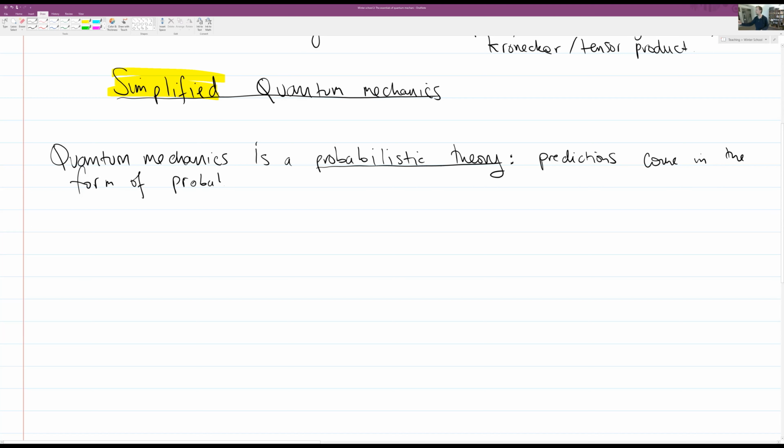And well, the minute you have probabilities, you need probability theory to reason about it. And in that sense, that's why probability theory is a necessary prerequisite to talk about quantum mechanics, because at some point, quantum mechanics is going to hand you a prediction, it's going to be a probability, and you're going to have to reason about it.